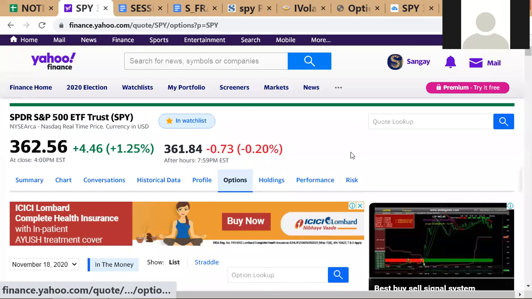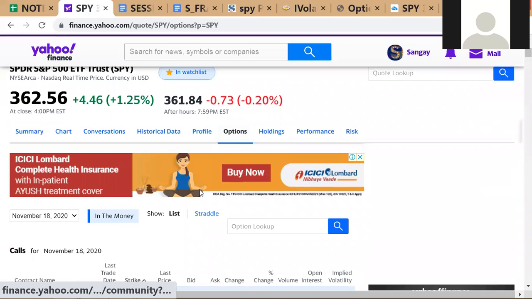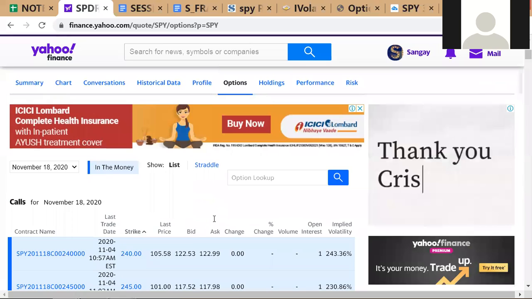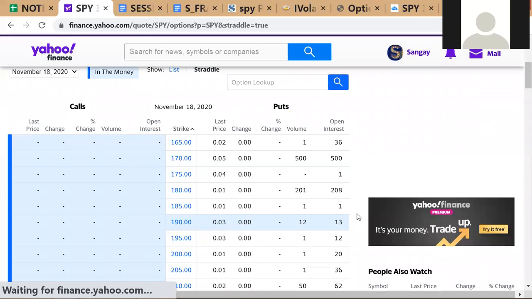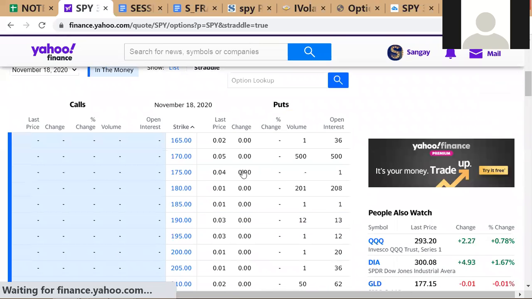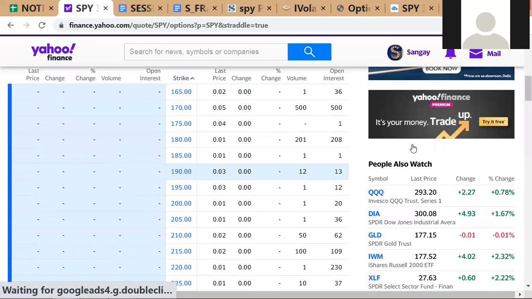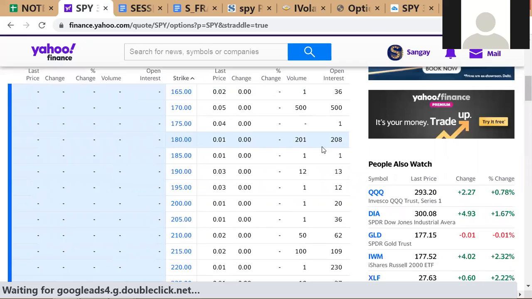Okay, so I've clicked on options. Now it's come here, and I'm going to click on straddle view so I can see calls and puts together next to each other. So this is called a straddle view. You'll understand why, because there's a strategy called a straddle, where you buy both calls and puts. So you see here what we are talking about.